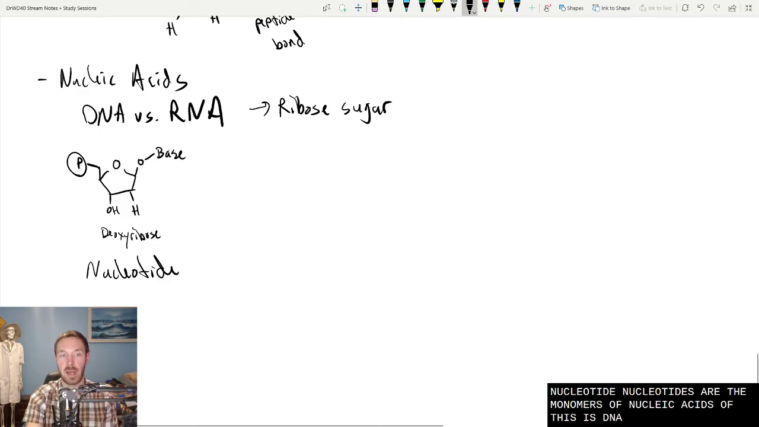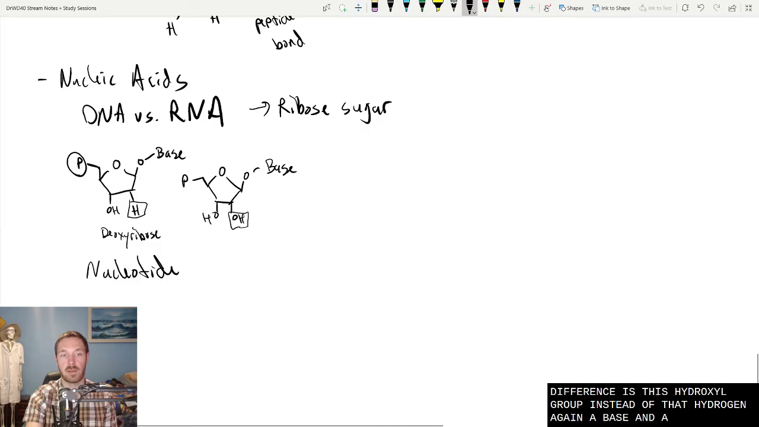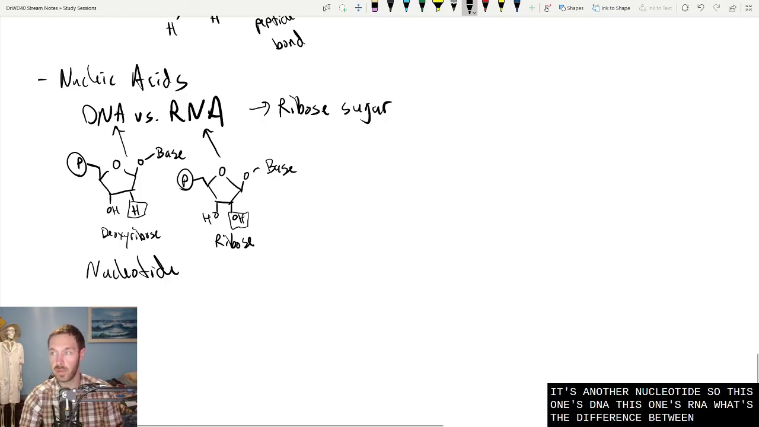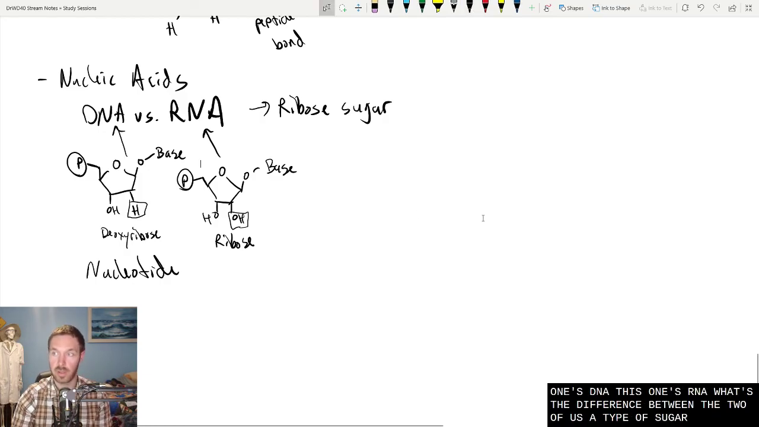So if this is DNA, and I were to draw RNA over here, RNA is a ribose sugar, meaning the only difference is this hydroxyl group instead of that hydrogen. Again, a base and a phosphate group. So this is ribose, and it's another nucleotide. This one's DNA, this one's RNA. So that's the difference between the two. It's a type of sugar that differs.